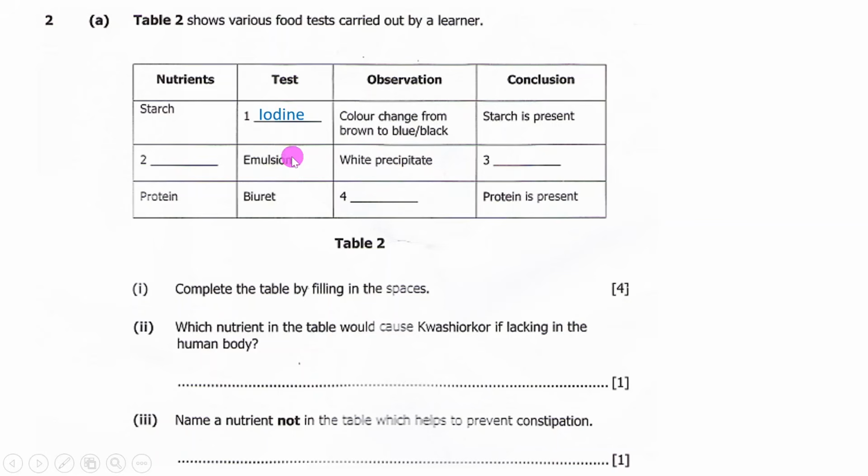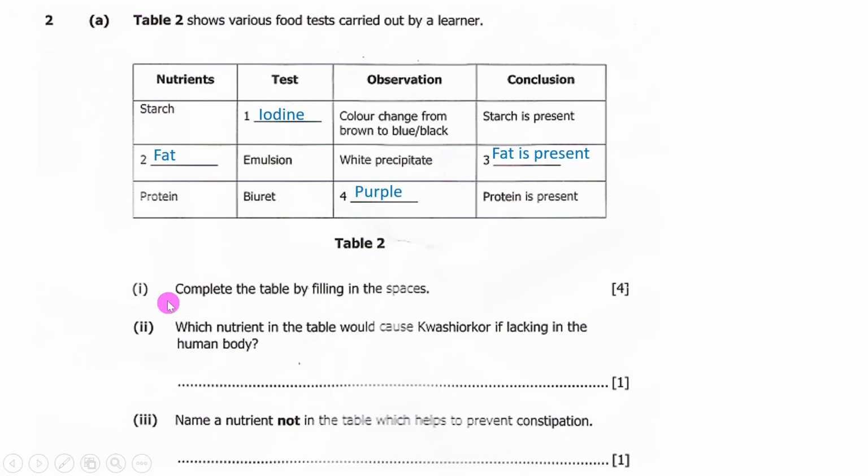So if you have emulsion, the emulsion is the test that is used to test for fat. So the nutrient here is a fat. Then if it produces a white precipitate, that means that fat is present. Then protein: the nutrient is protein, the test is biuret, then the observation, then the conclusion, protein is present. So if protein is present when you test using biuret, then the color should have been purple.